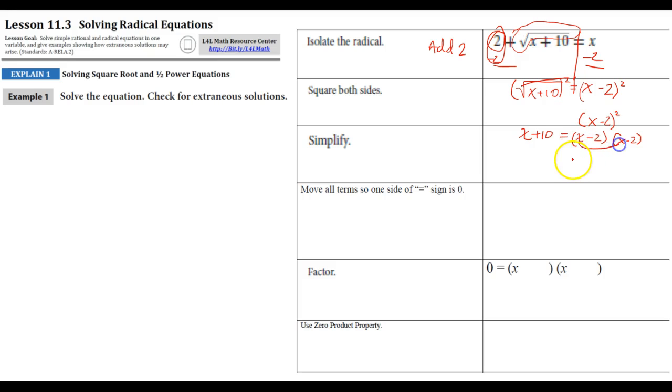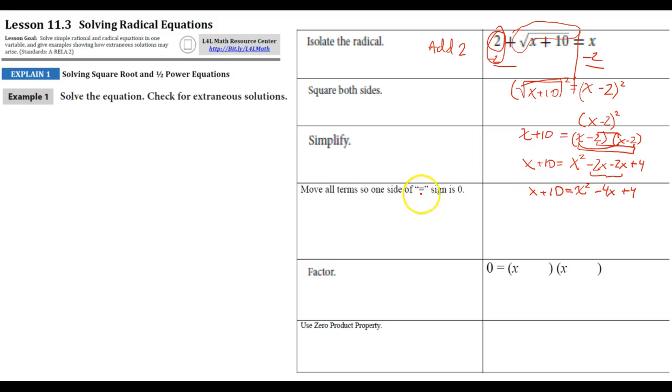So our firsts would be x squared. Our outers would be negative 2x. Our inners, negative 2x. And our lasts would be positive 4. Alright, so let's go ahead and simplify this. That would be x to the second power minus 4x plus 4 equals x plus 10.